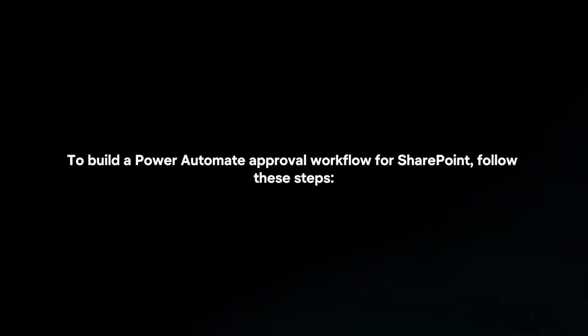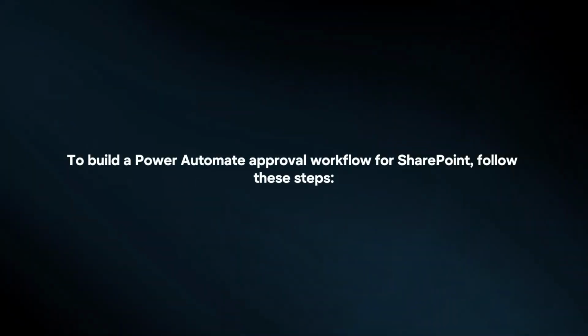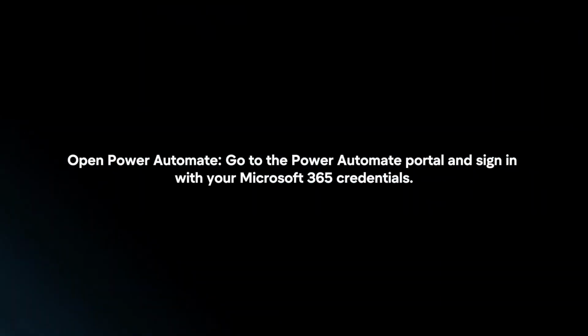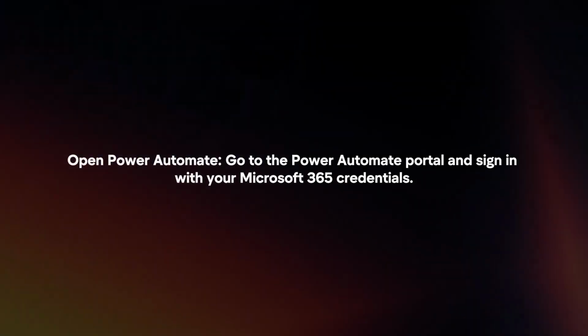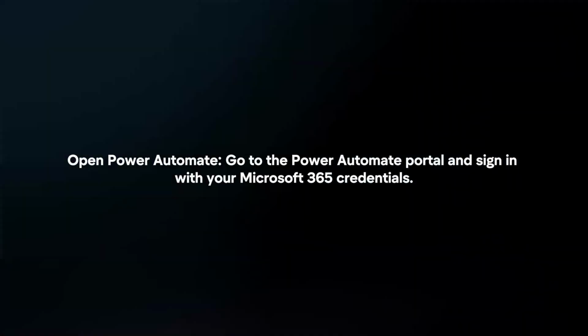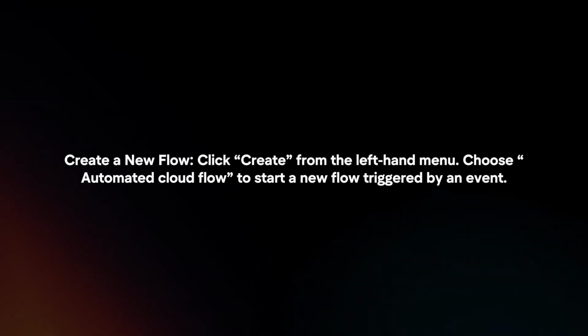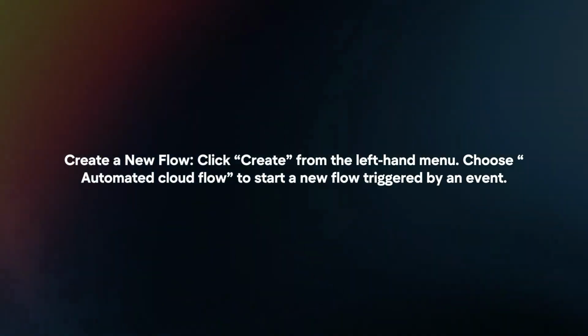To build a Power Automate approval workflow for SharePoint, follow these steps. Open Power Automate. Go to the Power Automate portal and sign in with your Microsoft 365 credentials. Create a new flow. Click Create from the left-hand menu.